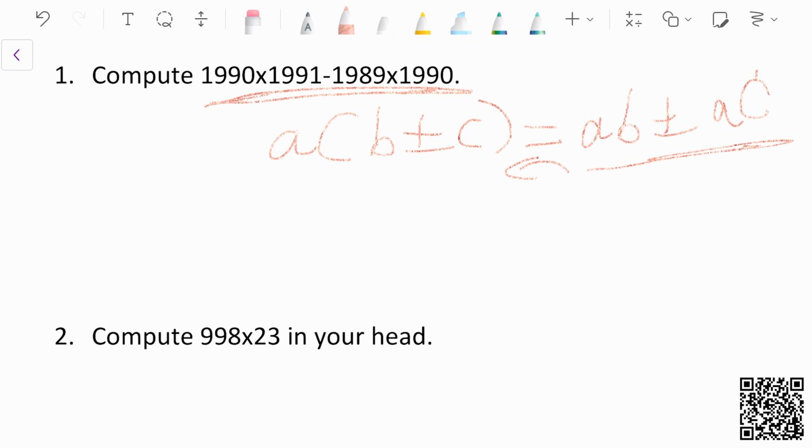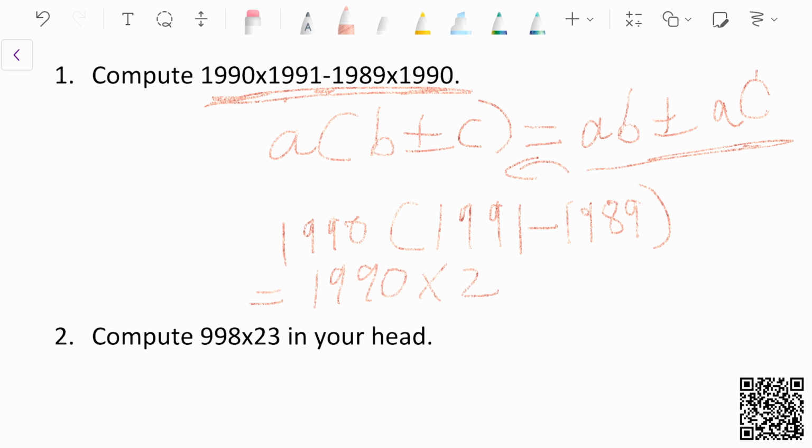And here we can see that there is a common number, 1990, so you can pull that out, so you would get this. And then inside you can see this is a subtraction sign, so we can go 1991 subtract 1989. So that would be this made into the distributive property style. That way, we know that the inside of this would equal 2, so it would be 1990 times 2.